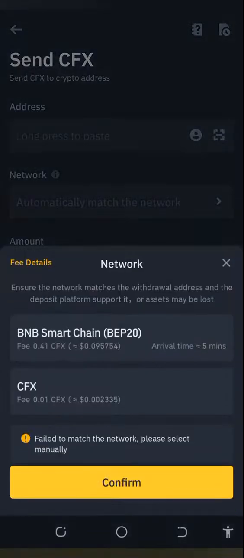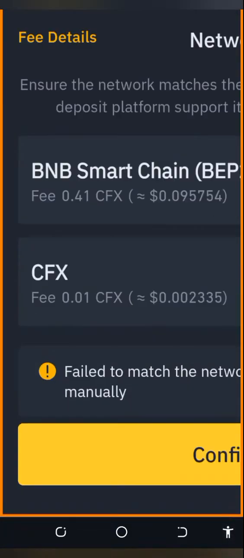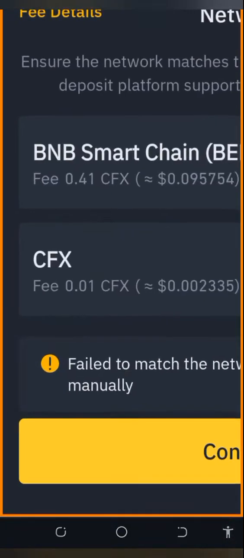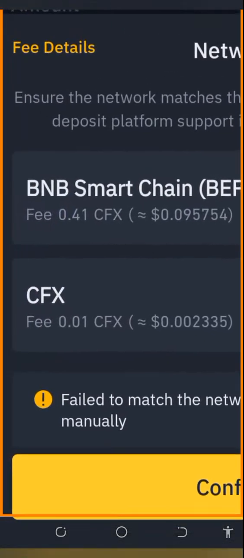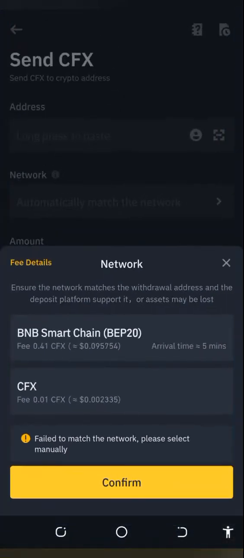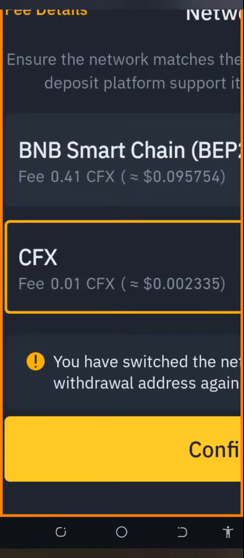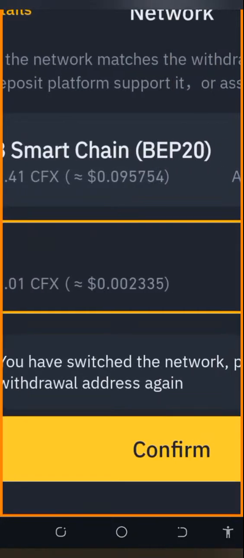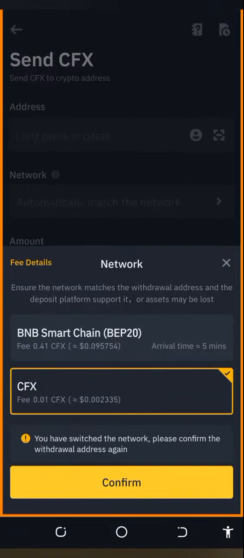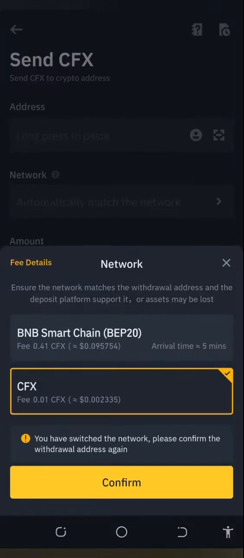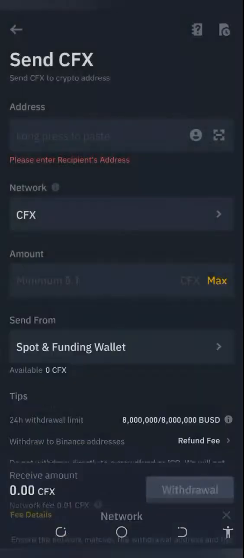Let's check it out. We have BEP20 and we have CFX. Does it say Conflux eSpace? I'm not seeing eSpace, but I'm seeing CFX. So let's click on CFX. How much is it? It's just about 0.002. That's less than 1 cent. Beautiful. That's less than 1 cent to send. Okay, let's go ahead and click on confirm.